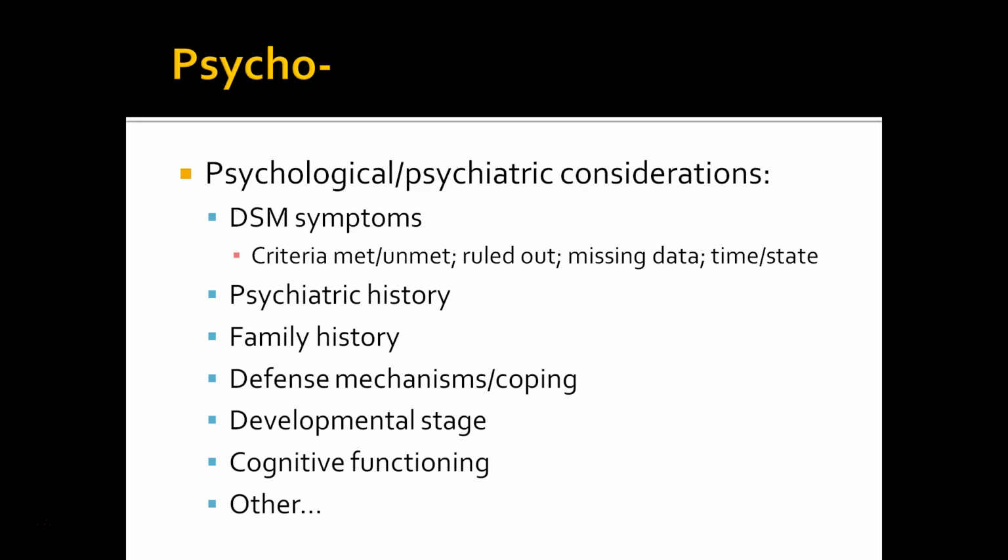It may be that somebody's looking like they have depressive symptoms, but they've only been presenting with them for a week and not 2 weeks, or not longer, which would be required for various diagnoses. You want to be thinking about the psychiatric history. Well, because they've had this before, it looks like this again. Family history. What are defense mechanisms and coping looking like?